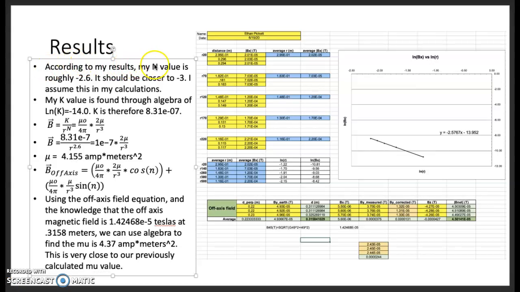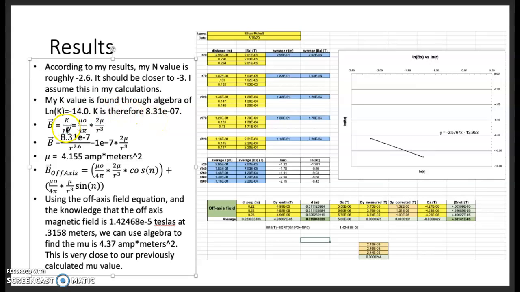According to my results, my N value is roughly -2.6. It should be closer to -3. I assume this in my further calculations. My K value is found through the algebra of ln of K is equal to -14. K is therefore 8.31 e to the -7.